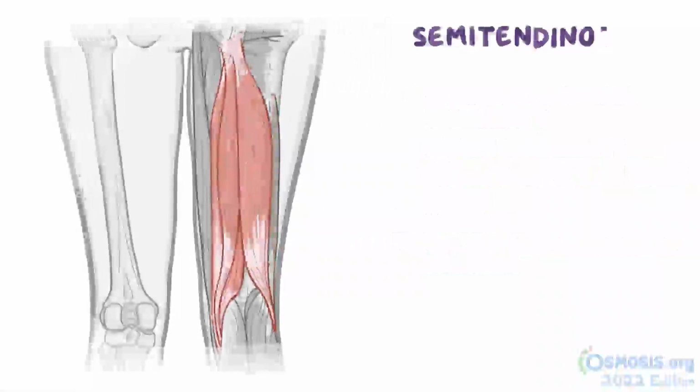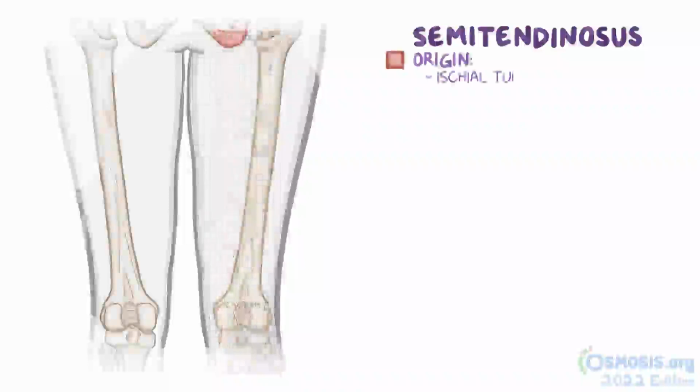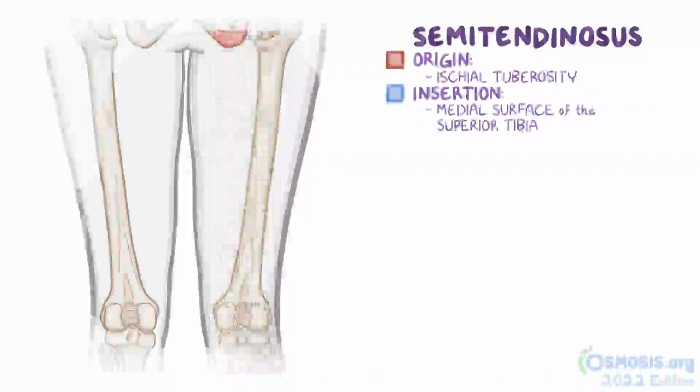The semitendinosus, called that because half the muscle is represented by a muscular belly and half by its cord-like tendon, originates on the ischial tuberosity and inserts on the medial surface of the superior part of the tibia.